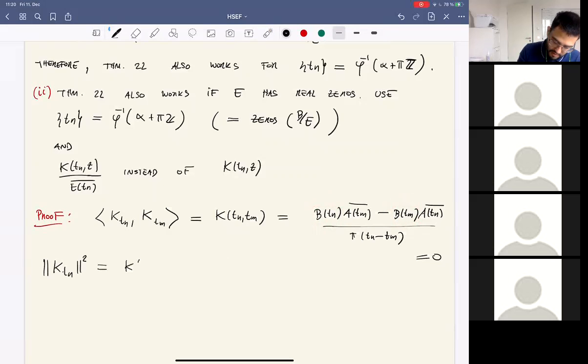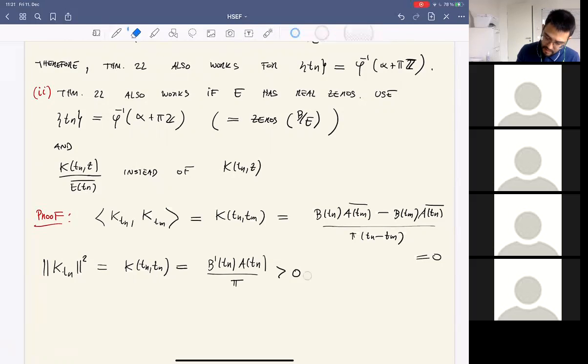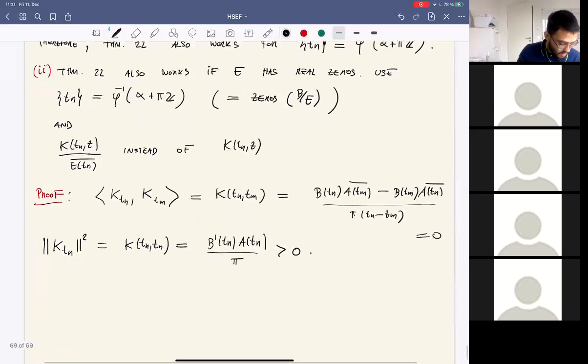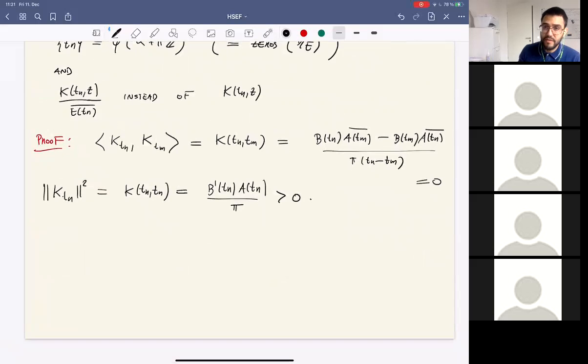Okay, and then you can also compute the norm squared. This is just K(Tn, Tn). And you can even compute what this number is, and you see that it's just B prime of Tn, A of Tn, divided by pi. Okay, we know that this thing is positive because E has no real zeros. Okay, great. So therefore I know that this set is orthogonal, and therefore I can define the operator.